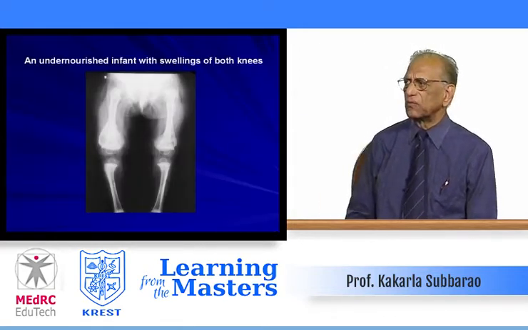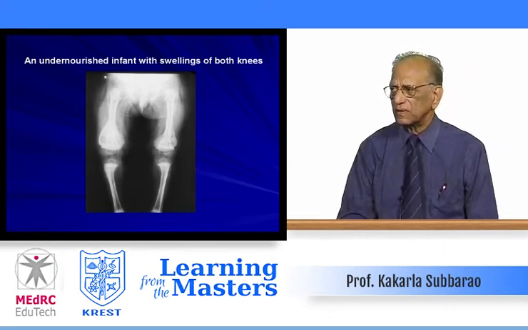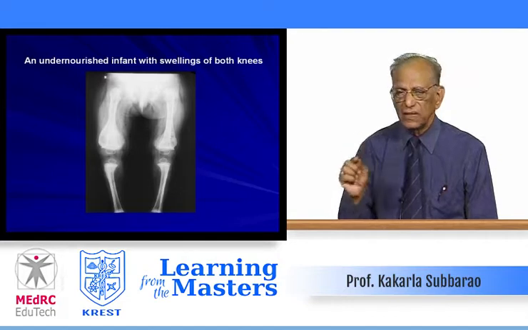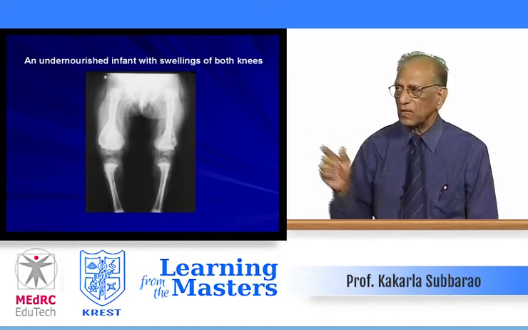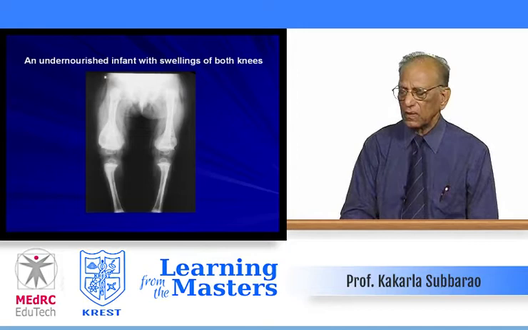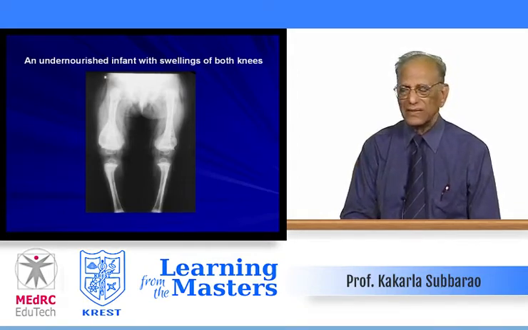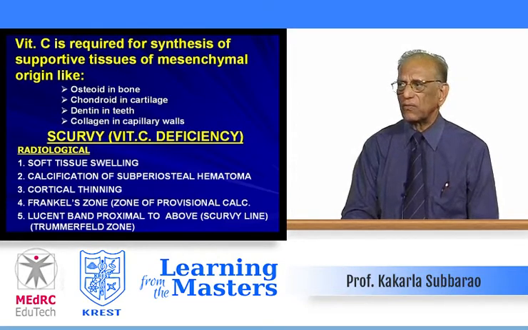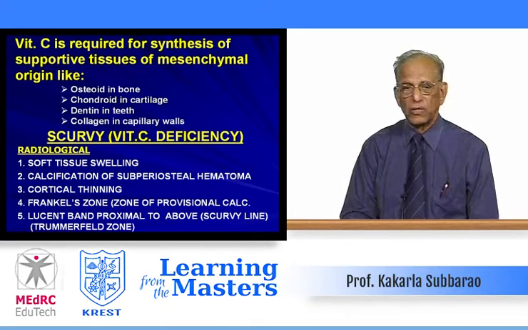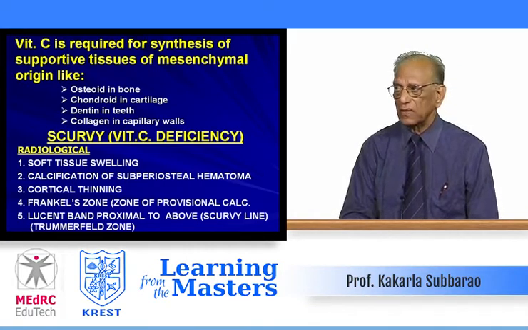An undernourished infant with swellings of both knees. It's an infant, less than 1 year. Look at the epiphysis, epiphyseal rings because of the osteoporosis, and of course, subperiosteal hematoma with calcification and ossification, classical of scurvy. Vitamin C is required for synthesis of supportive tissues of mesenchymal origins like osteoid in bone, chondroid in cartilage, dentin in teeth, collagen in capillary walls. Scurvy is vitamin C deficiency, as you know already.